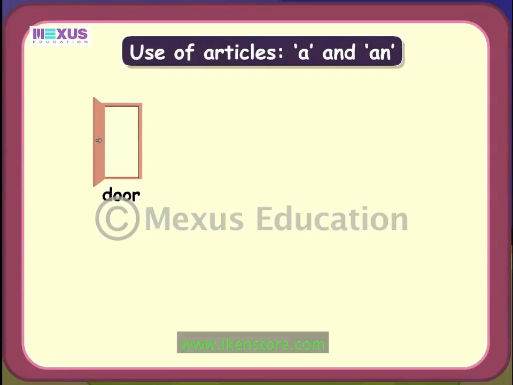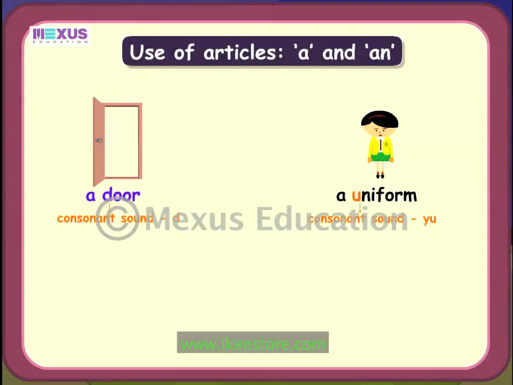The noun door starts with a consonant sound d. So we use the article a before this word and say a door. Let's see another example. The noun uniform begins with a vowel, but the opening sound is that of a consonant U. So we use the article a before it and say a uniform. The noun orange starts with a vowel sound o. So we use the article an before this word and say an orange.